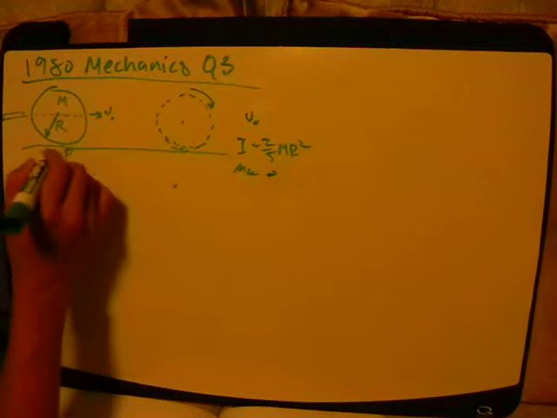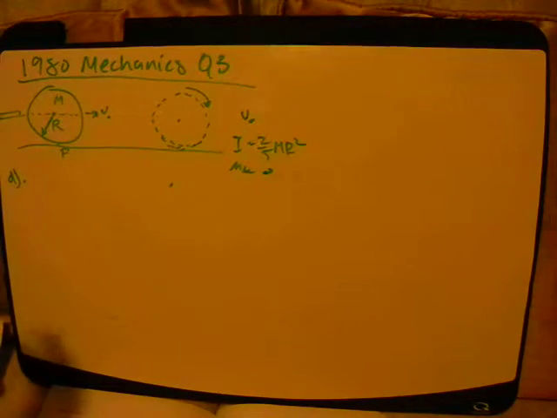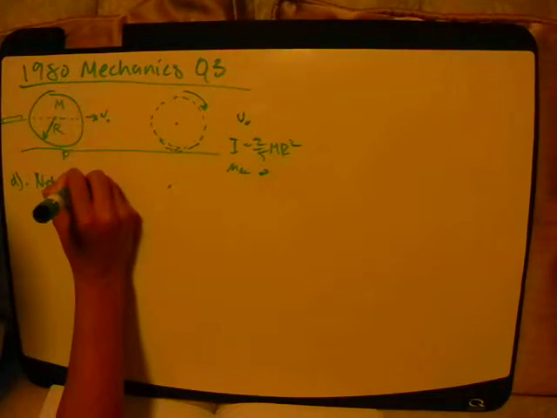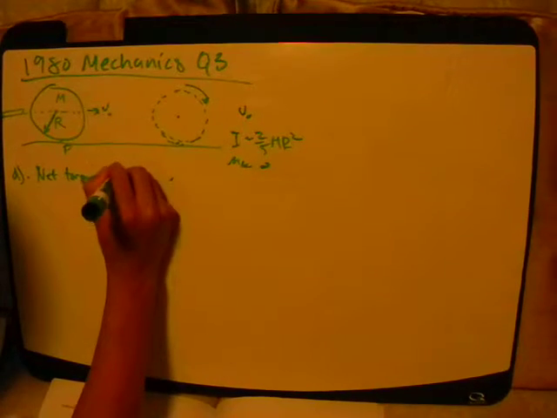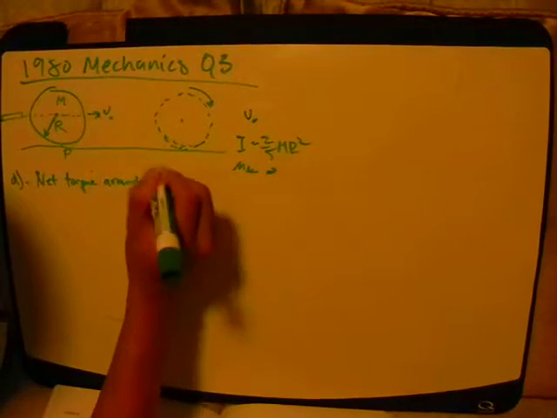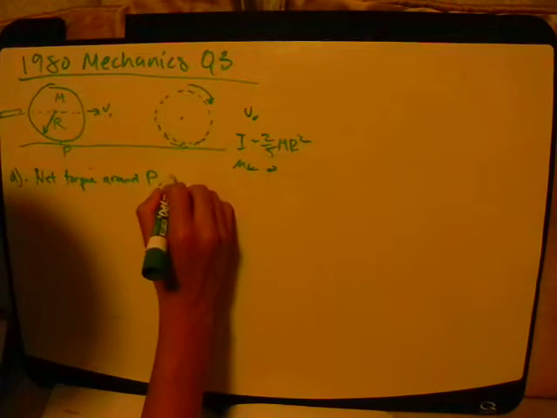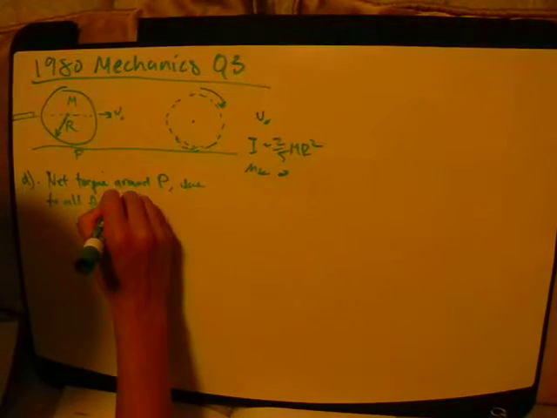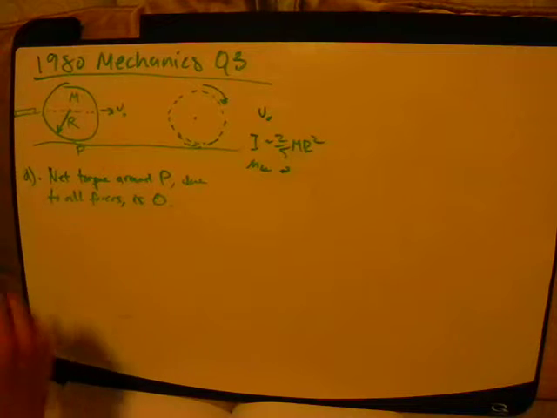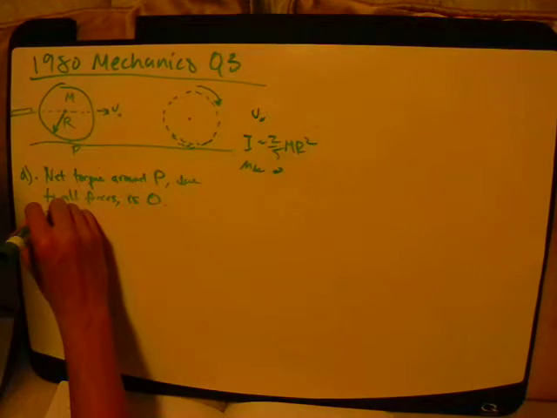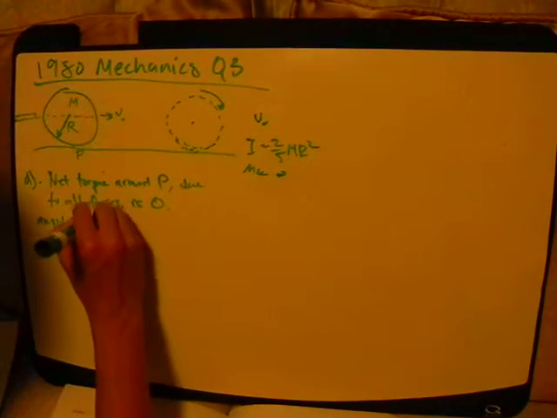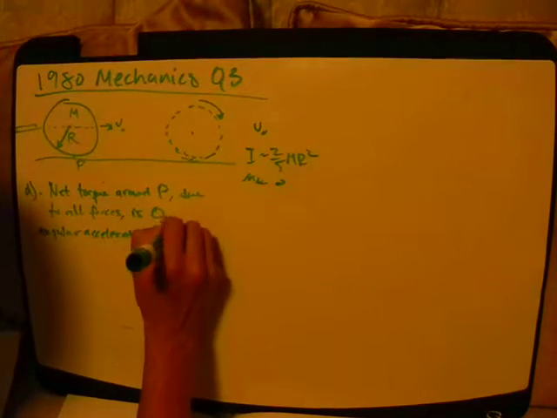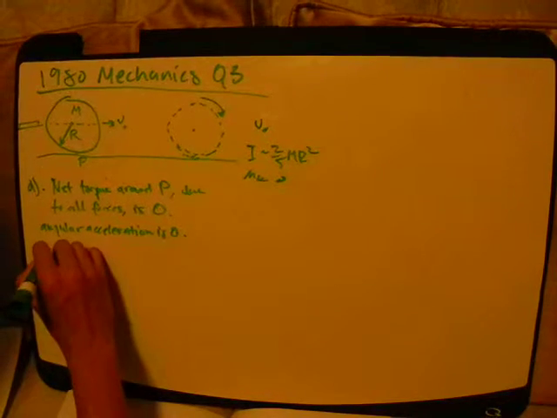Okay, so frictional force is applied through the point P. So that means that net torque around point P due to all forces is 0. Because net torque is 0, that means angular acceleration is 0. So the initial angular momentum will not change.